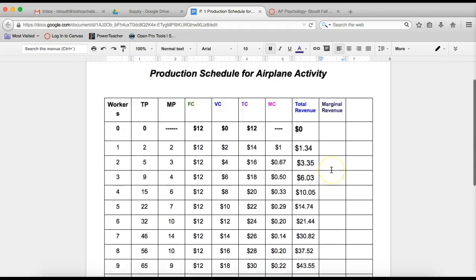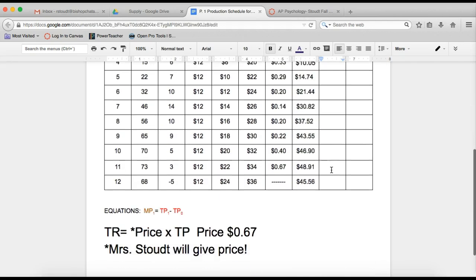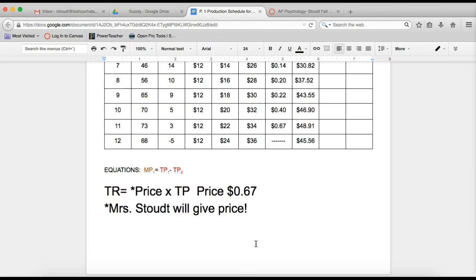So remember, marginal revenue is basically how much more we are going to make from selling one more product. Now think about that. How much more money would I take in from selling one more airplane? Well, if the price of airplanes that I said was 67 cents, marginal revenue is simply equal to the price. So under your equations down here, you can include marginal revenue is equal to the price of the product.